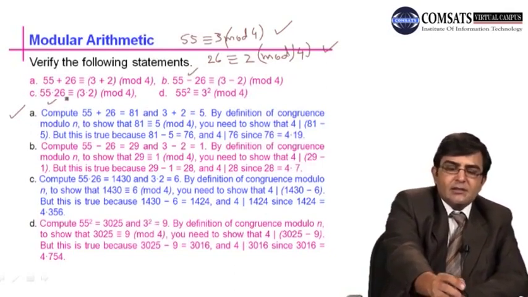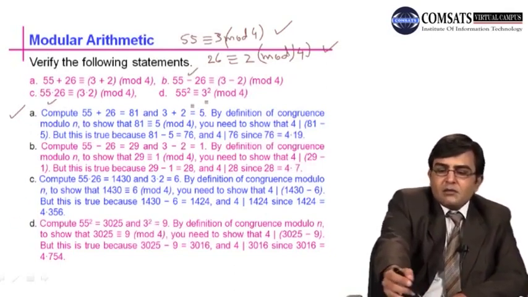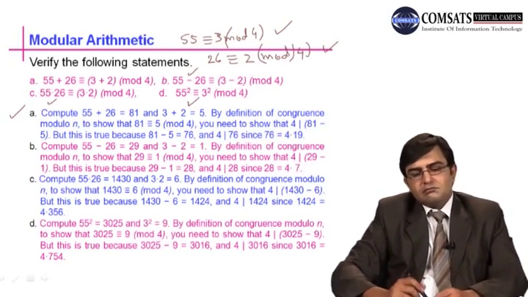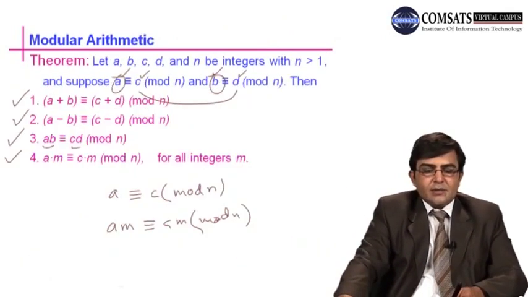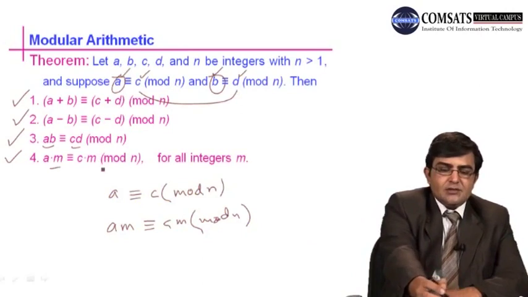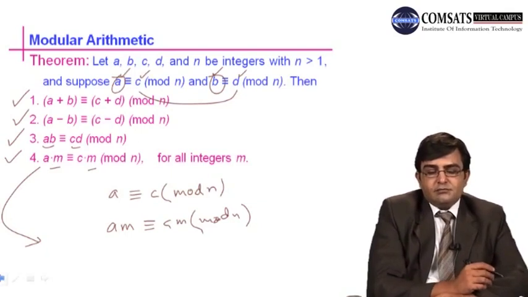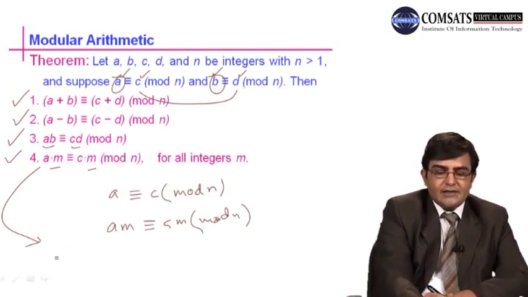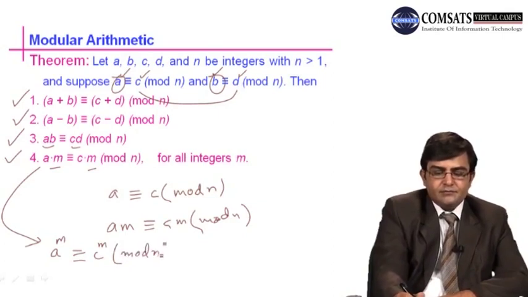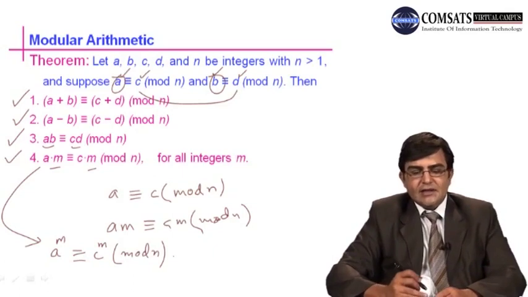Similarly the minus property, similarly the product property, similarly the square property. Another property which I have missed here is written here, and there is a mistake here. This fourth property is basically a power m is congruent to c power m mod n. So sorry for this, there is a mistake here.